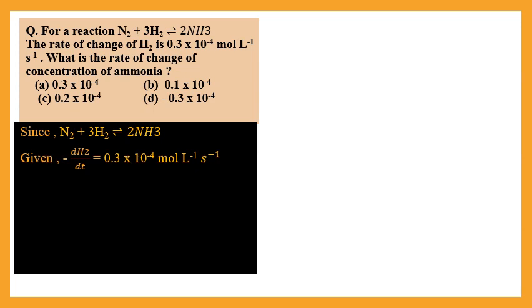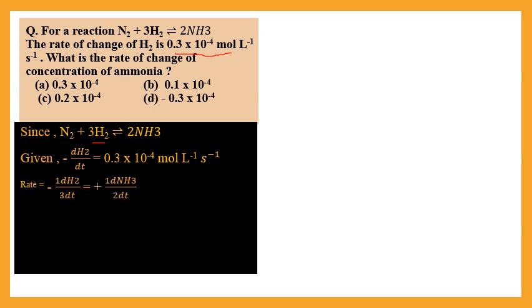Rate of change of H2 is given as 0.3 into 10 to the power minus 4 mole liter inverse second inverse. Since H2 is a reactant, it disappears during the reaction, so the rate of change will have a negative sign here. So minus d[H2]/dt is equal to 0.3 into 10 to the power minus 4 mole liter inverse second inverse.